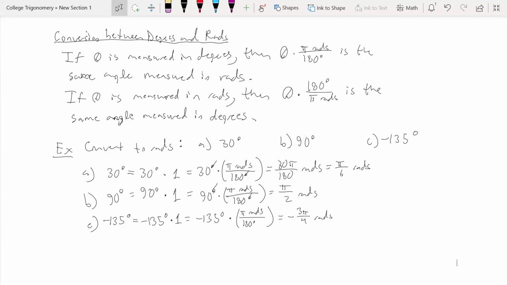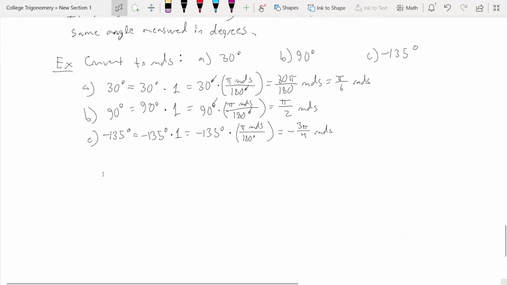All right. So we did convert to radians. Now let's convert to degrees. Here's my example. For part A, let's say we have pi over 3 rads. For part B, let's say we have negative 5 pi over 3 rads. And for part C, let's do 1 rad.